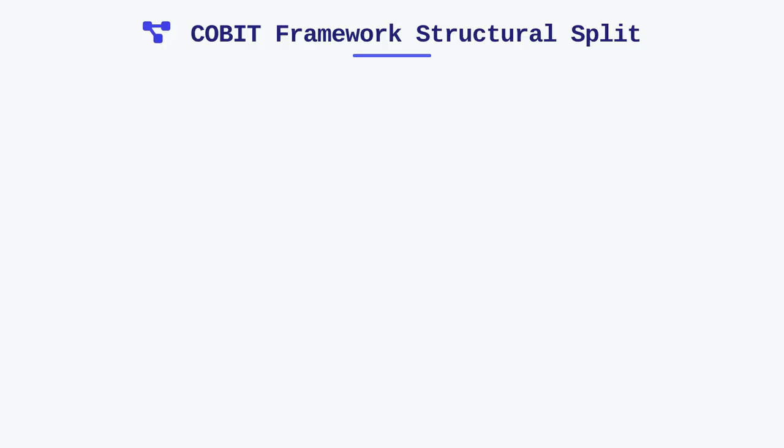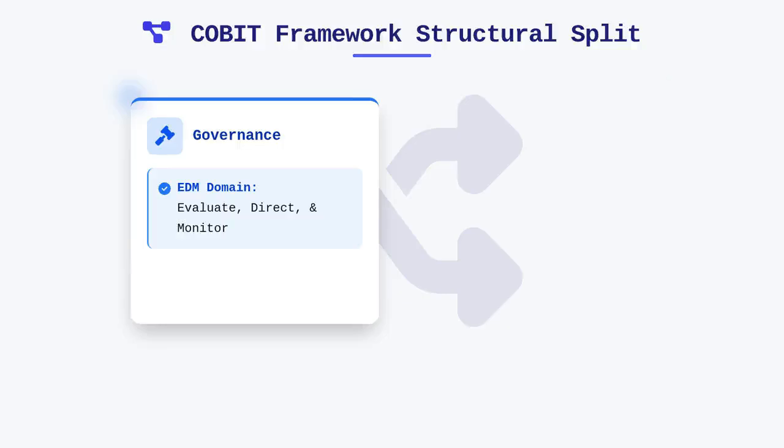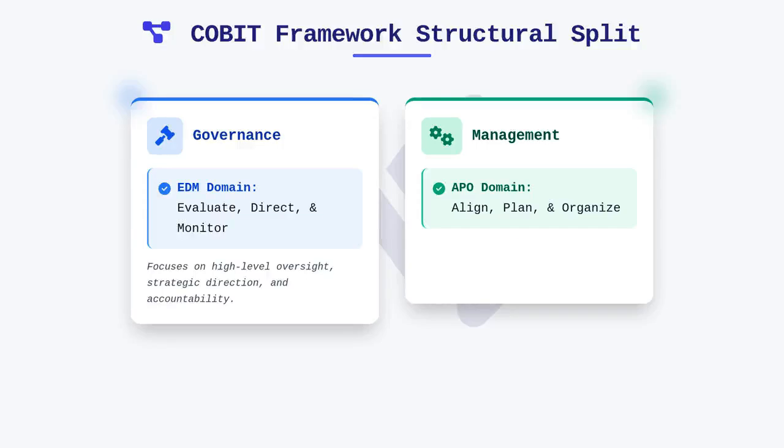As you progress through your studies, I encourage you to categorize the practices you encounter into either governance or management domains. When you review the core model, you will notice that the evaluate, direct, and monitor domain is distinct from the align, plan, and organize domain. This structural choice in COBIT is not accidental. It is a pedagogical reflection of this fundamental split.